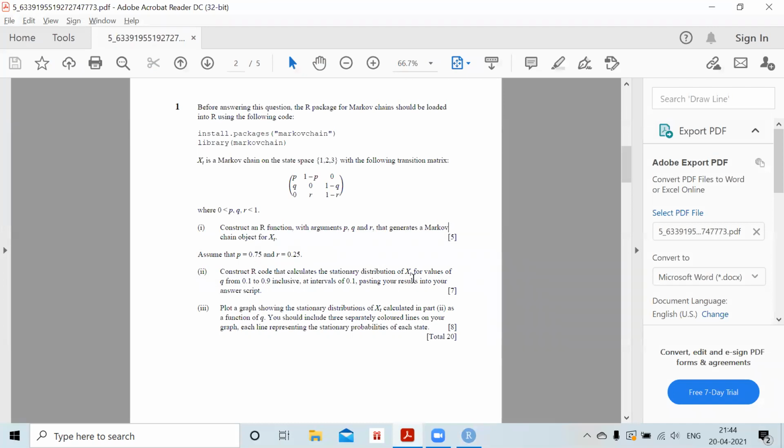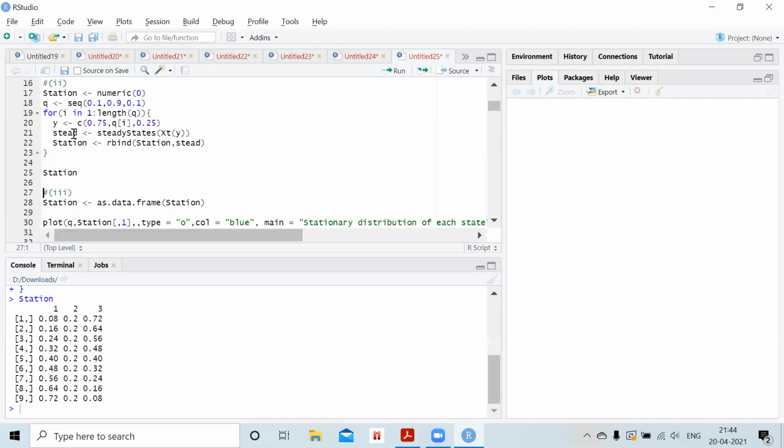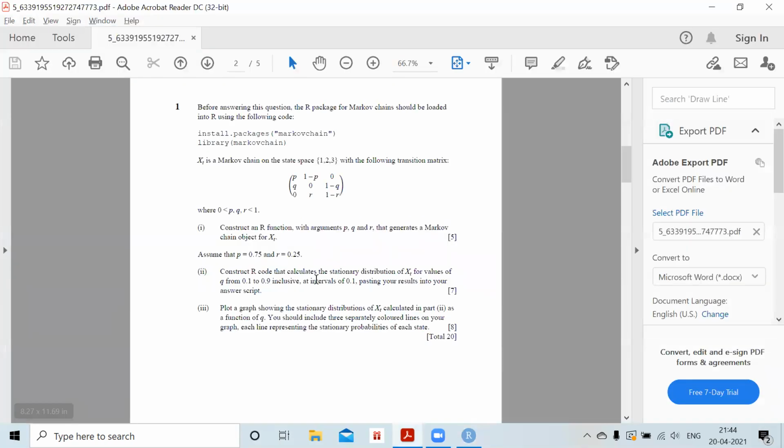So this is again, they just asked you to paste your results. You need to copy this code as well as the output over here, which is received in here, and give it in your answer script. Okay, and this is worth 7 marks entirely on your own.